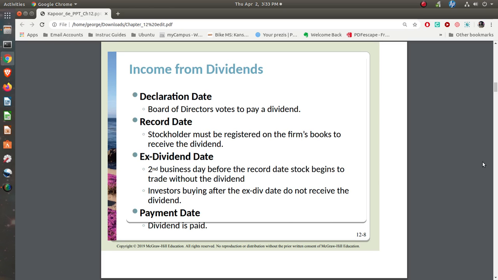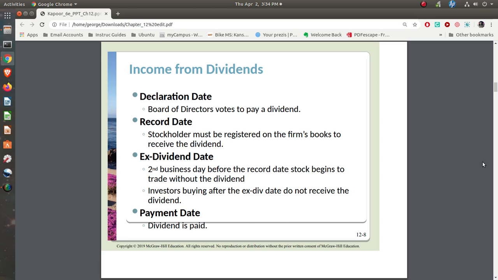Whenever the board of directors decides there's going to be a dividend, there are several things to think about. There's the declaration date. In other words, the board of directors get together and say, okay, on this date we're going to declare a dividend. So it might be January 10, and they're going to pay a dividend on January 30. The record date is when you have to have that stock owned and registered with the firm in order to receive the dividend.